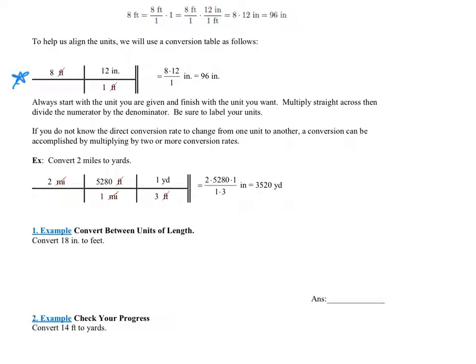It says, let's look at this. Always start with the unit that you were given and finish with the unit you want. So multiply straight across and then divide the numerator by the denominator. And another thing that's super, super important is be sure to label your answer, your units. The whole entire point of this problem is to label the units, so you better make sure that you do.